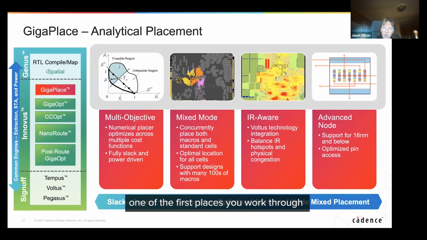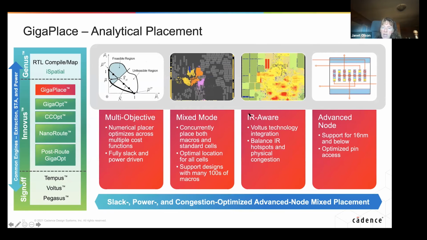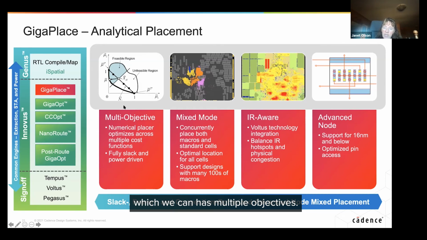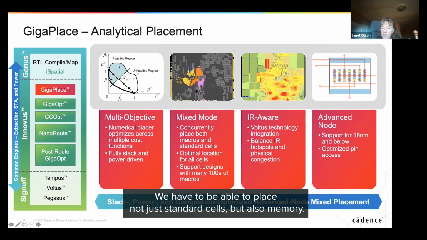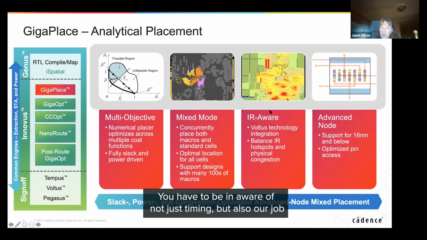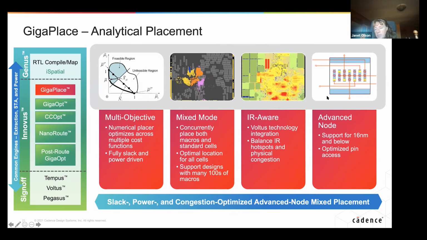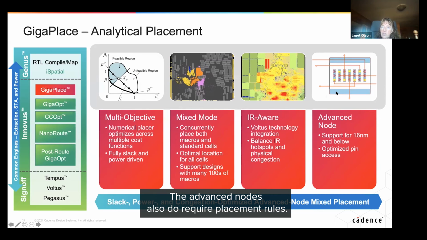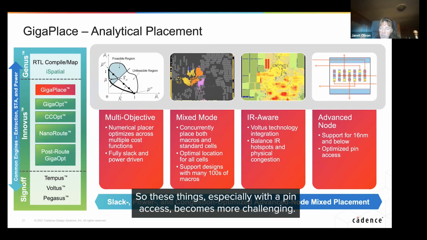One of the first places you work through is placement. You have to do placement. It's a computational problem that needs to be solved with a numerical placer, which has multiple objectives. We have to be able to place not just standard cells, but also memory. You have to be aware of not just timing, but also IR drop, and be able to support some of the advanced nodes. The advanced nodes also require placement rules, especially where pin access becomes more challenging.